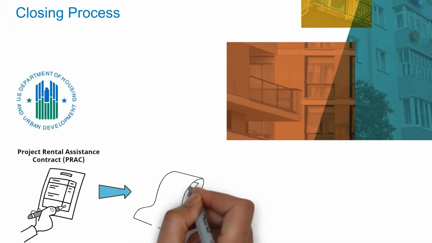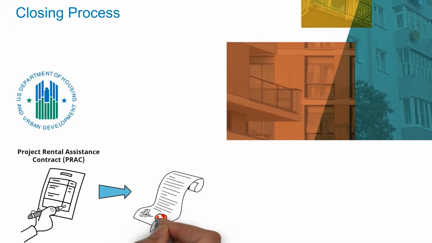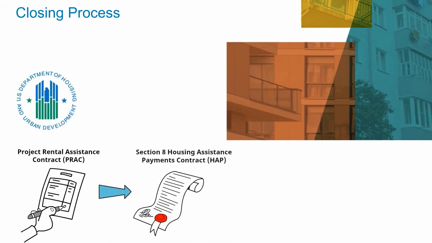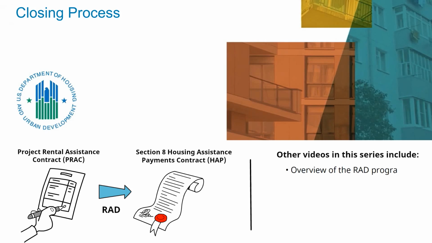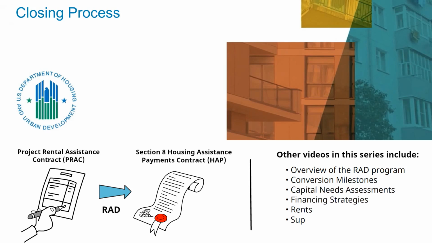This series provides practical guidance to owners of Section 202 properties seeking to convert their Project Rental Assistance Contract, or PRAC, to a Section 8 Housing Assistance Payments Contract, or HAP, through HUD's Rental Assistance Demonstration Program, known as RAD. Other videos in this series include an overview of the RAD program, conversion milestones, capital needs assessments, financing strategies, rents, supportive services, and environmental reviews.